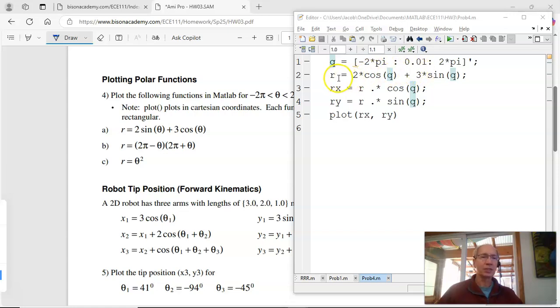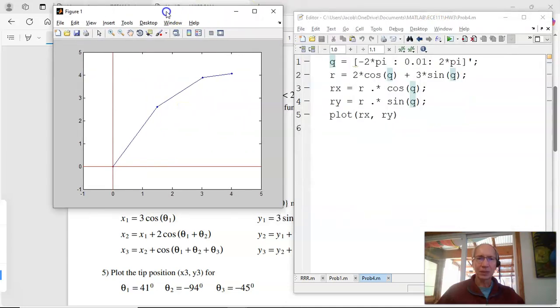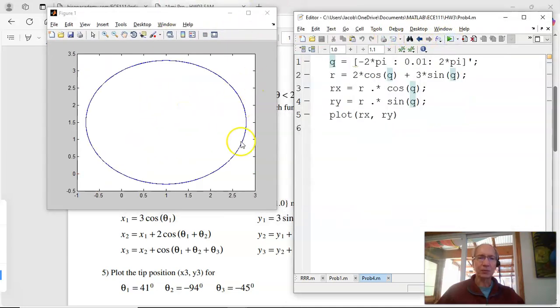So put in the function of the radius as a function of angle, then run it, and what you get is the resulting plot. You're going to get a lot of circles. Trig functions are all about circles, so don't be surprised if the answer is a circle or something similar.